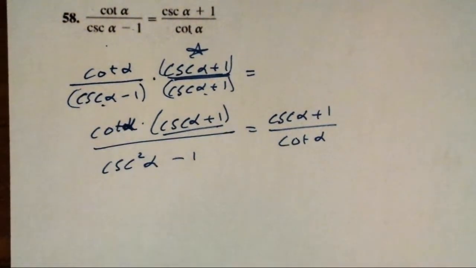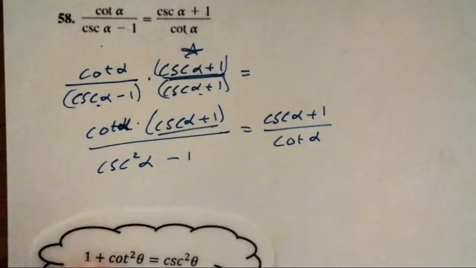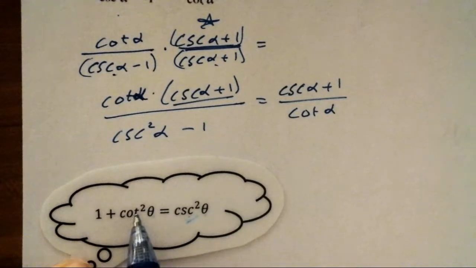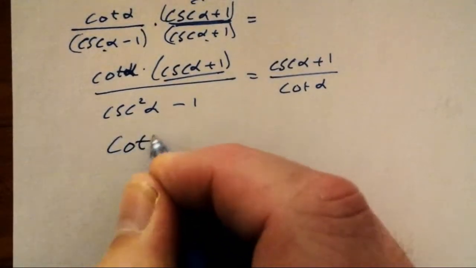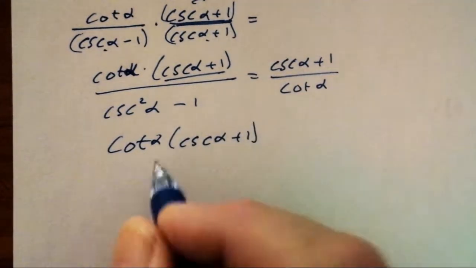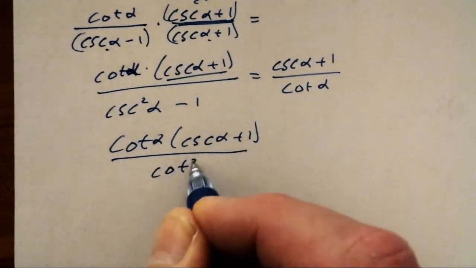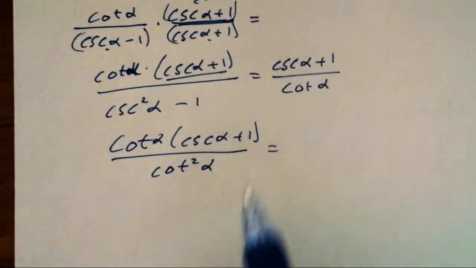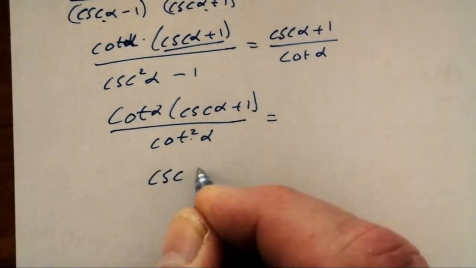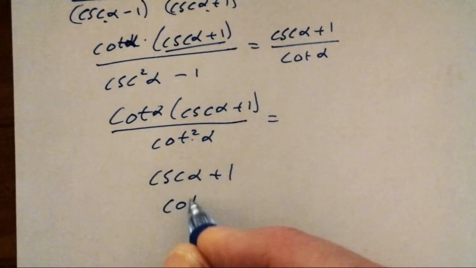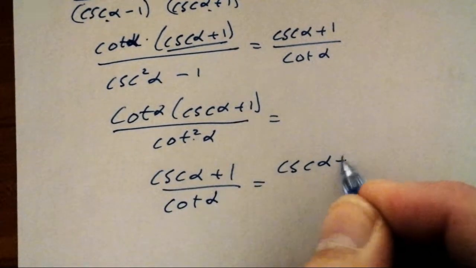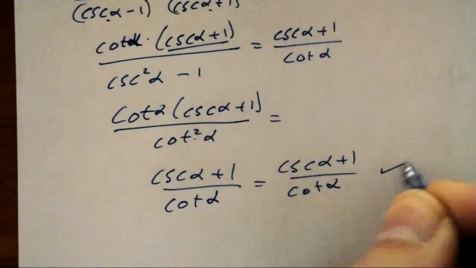Well, as you all know already, cosecant squared minus 1 is cotangent squared. Okay, cotangent fish times cosecant fish plus 1 on cotangent squared fish equals. Now, cancel one of these with this, and I get cosecant fish plus 1 on cotangent fish equals cosecant fish plus 1 on cotangent fish, and we got it.